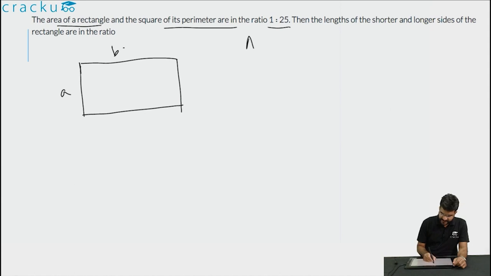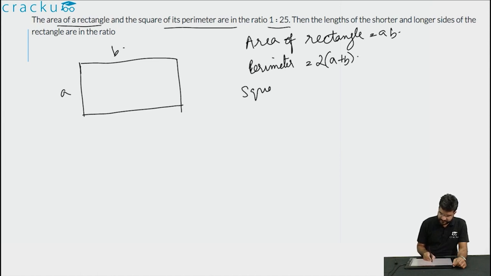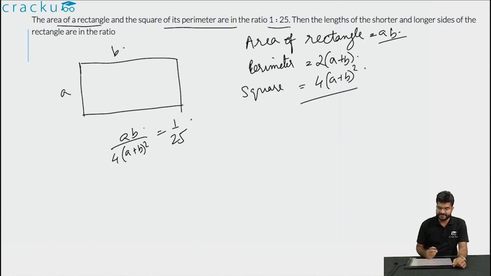Therefore the area of the rectangle will equal AB, and the perimeter of the rectangle will equal 2 into A plus B. Therefore the square of the perimeter will equal 4 into A plus B whole square. Now we are told that the area of the rectangle and the square of its perimeter are in the ratio 1:25. So AB by 4 into A plus B whole square is equal to 1/25. This is the equation that is given to us.